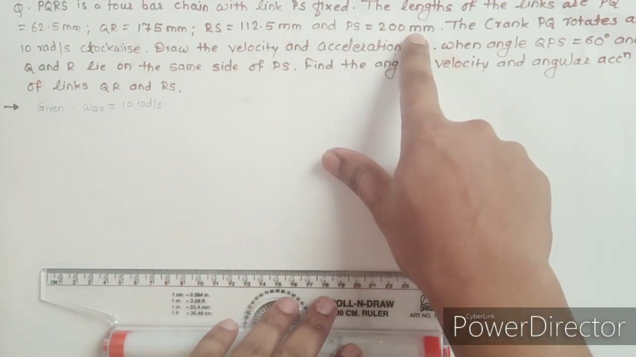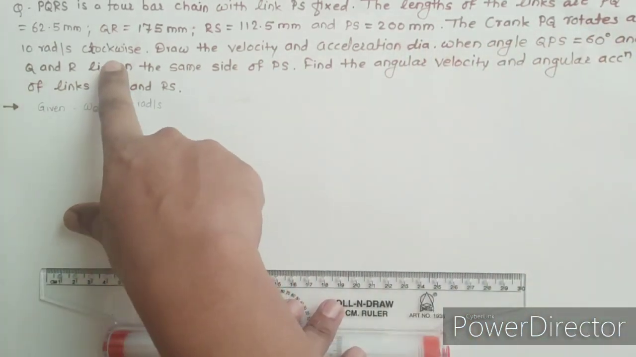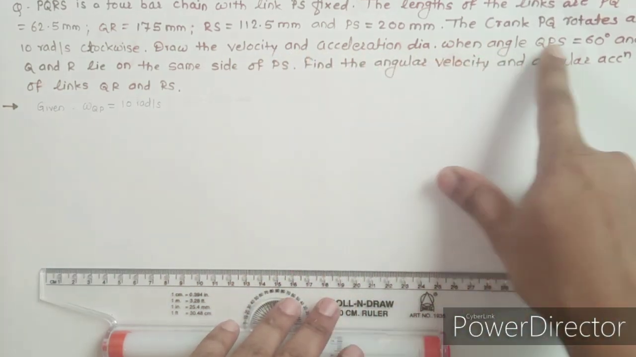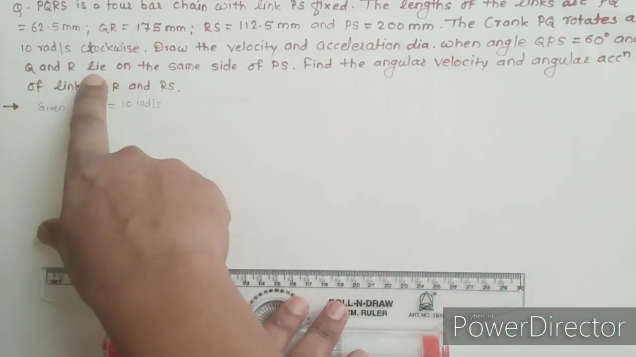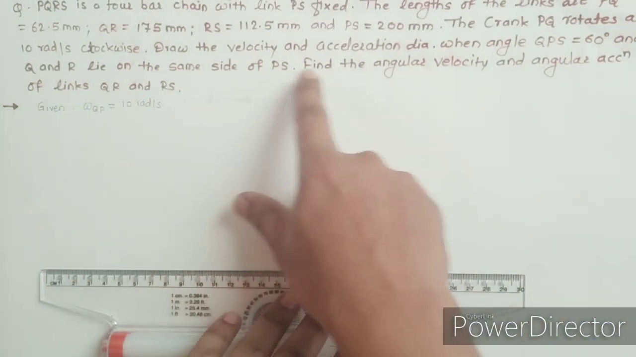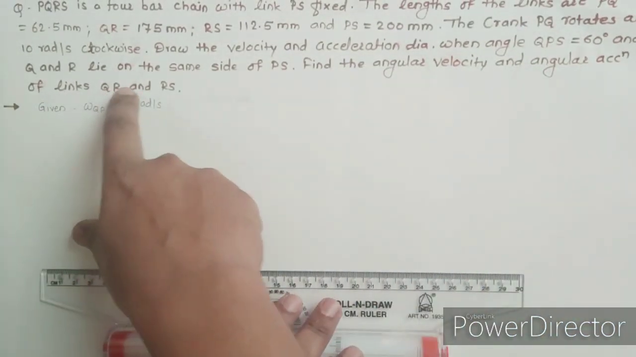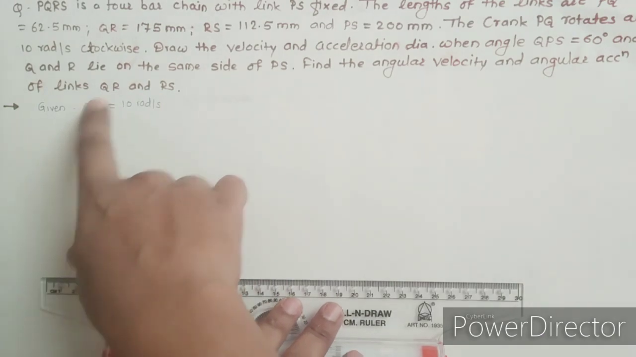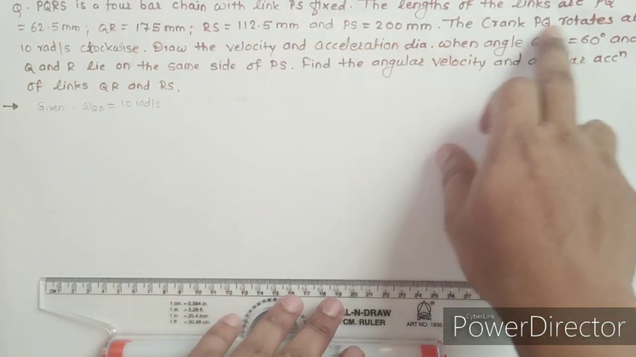The crank PQ rotates at 10 radian per second clockwise. Draw the velocity and acceleration diagram when angle QPS equals 60 degrees and Q and R lie on the same side of PS. Find the angular velocity and angular acceleration of links QR and RS. First of all, we are given that the crank PQ rotates at 10 radian per second clockwise.